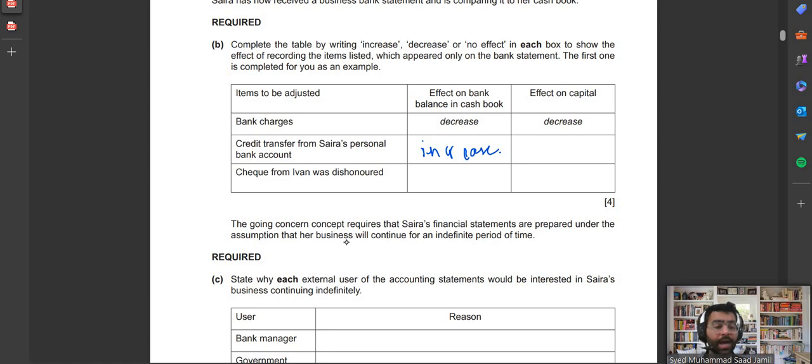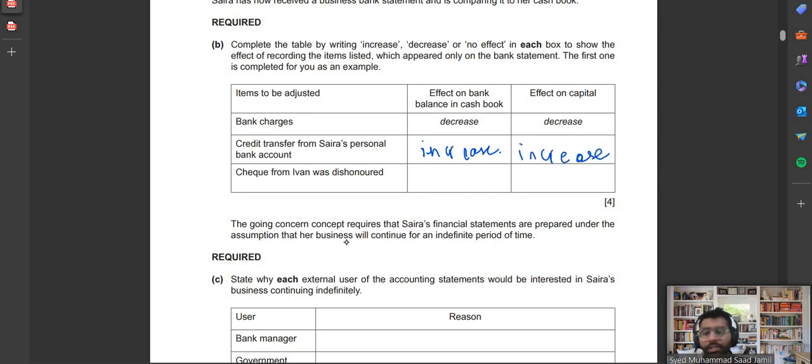Why? Because I from my own pocket am paying into my business bank account. This is my account, this is business bank account. From my account I am giving money into the business bank account. Business bank account is increasing. And what will be the effect on capital? It would increase because you're investing money into the business.